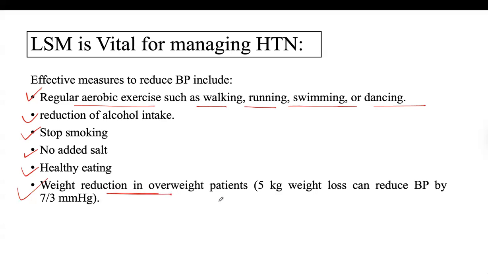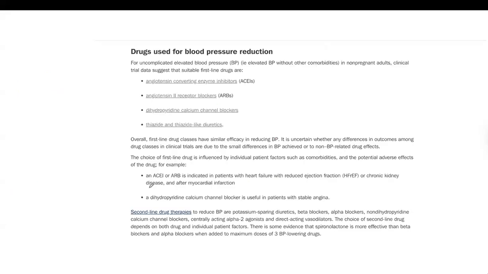The most important thing is reduction of body weight. Even a 5 kilo weight loss can reduce the blood pressure by 7 millimeters, which is a lot. So when you talk about lifestyle modification in a hypertension patient, talk about this. This is according to the eTG guideline. These are all our medications of choice.